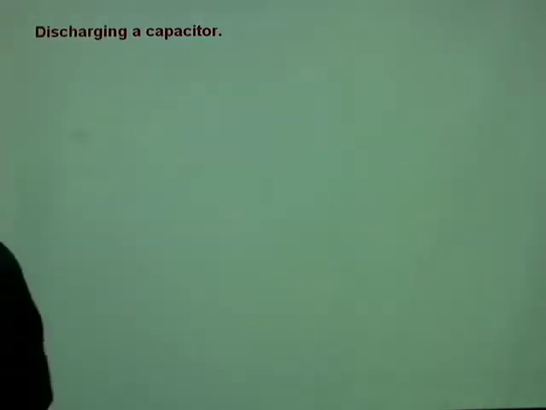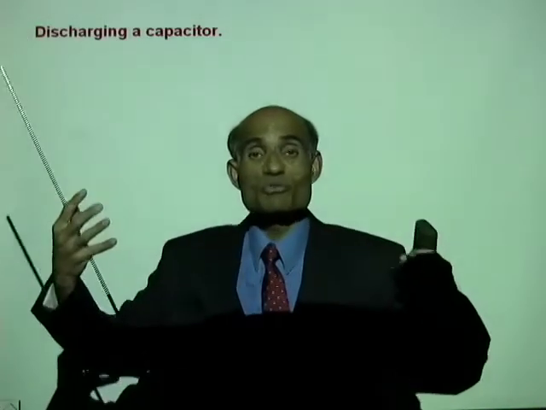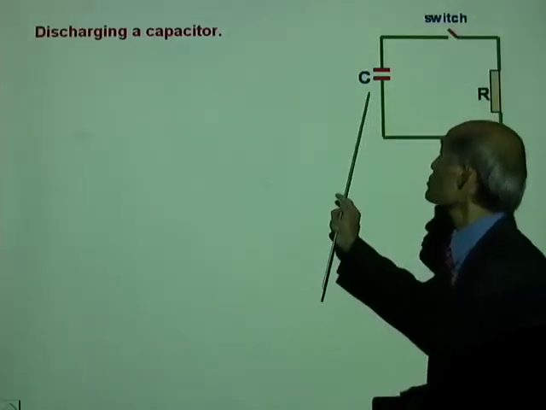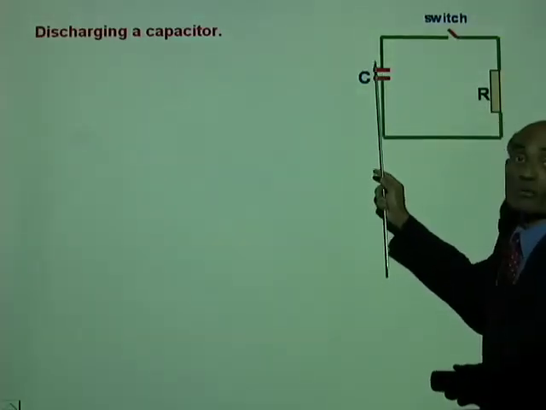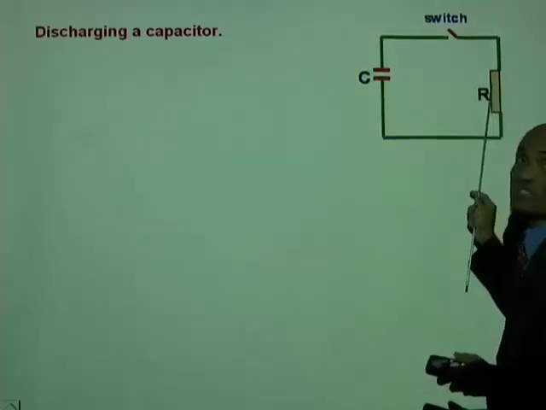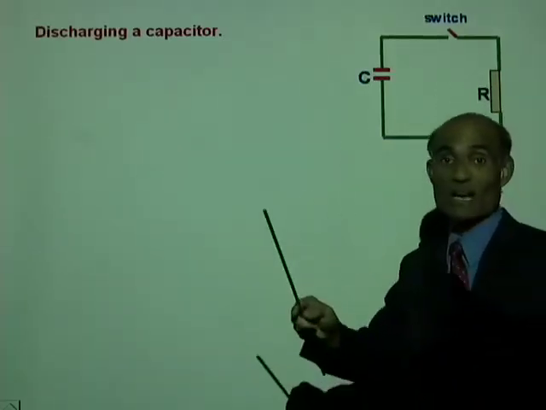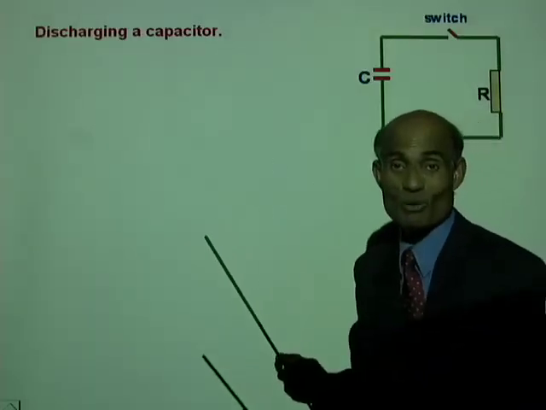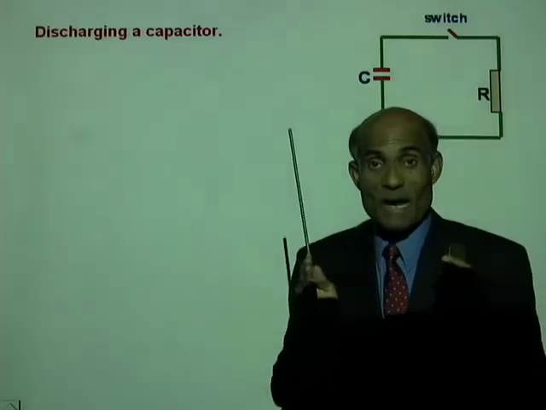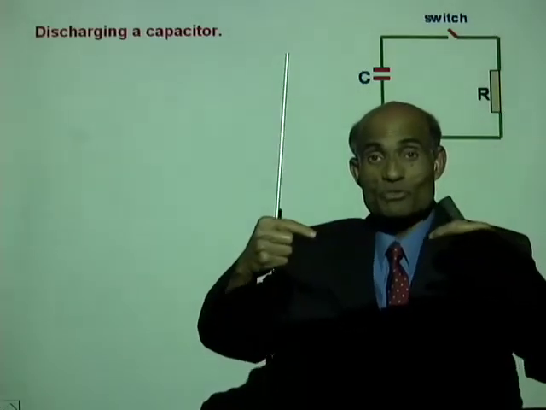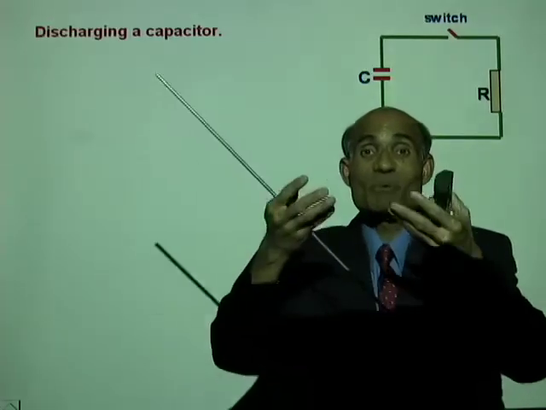Discharging a capacitor is taking out the stored charge on the capacitor plate. In order to discharge a capacitor, we connect the charged capacitor across a resistor. Now this is the same thing I showed you, and the resistor I used was a bulb. So when a charged capacitor is connected across a bulb, the charges flow through the bulb, lighting up the bulb.